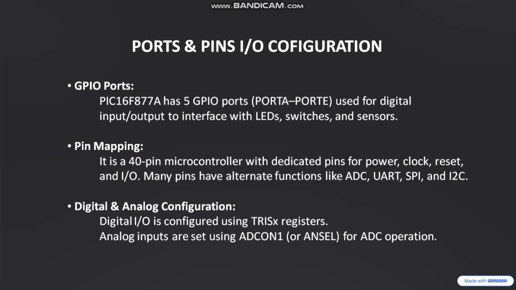Next is ports and pins in microcontroller configuration. The PIC16F877 has 5 GPIO ports: port A, port B, port C, port D and port E. These ports are used to connect external devices like LEDs, switches, sensors, displays and keypads. Each pin can be configured as either input or output using TRIS registers. Some pins can work as digital or analog based on the configuration. This flexibility allows us to use the microcontroller for many applications.